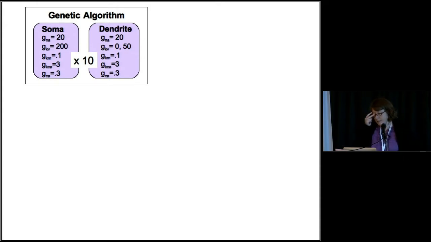So the way I did this is I used a genetic algorithm, and I allowed the maximal conductances of the ion channels from the original paper to vary. There are 5 ion channels: sodium, potassium, slow and activating potassium, high threshold calcium, and calcium. I let them vary separately over the dendrite and soma. It's kind of interesting to note that I wasn't able to get the results if I didn't let them vary separately over the dendrite and the soma. So maybe that says you need at least 2 compartments. I don't know. I let those vary by a factor of 10 in the genetic algorithm.